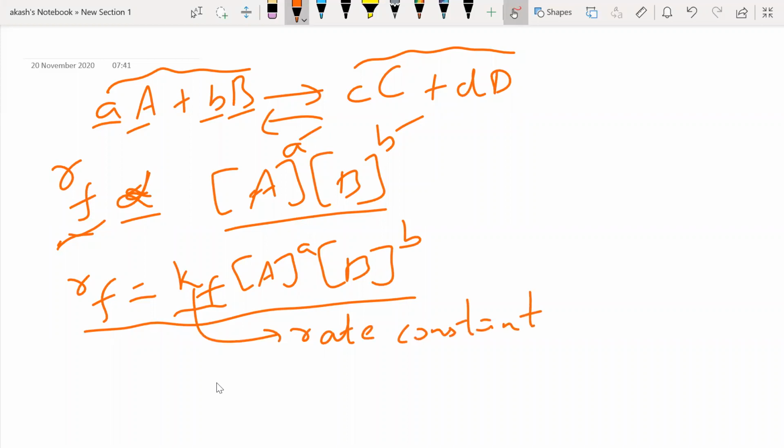Right? It's what is called the rate constant. Now that is about the forward reaction. Done. This is what the law of mass action said. Now I included a constant there to get the rate equation. This is my rate equation.